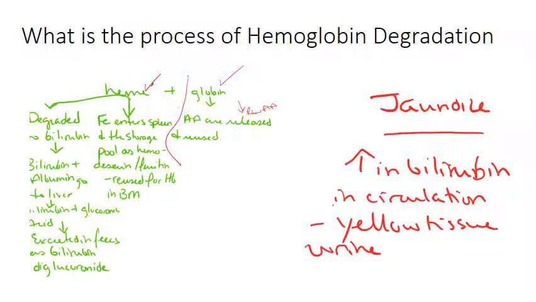So heme is separated into two. We have the first path and the second path. Let's talk about the first. We have it degraded to bilirubin. Bilirubin and albumin go to the liver, and then we have bilirubin and glucuronic acid excreted in the feces as bilirubin diglucuronide. What that means is that when we have bilirubin, we don't need it anymore.